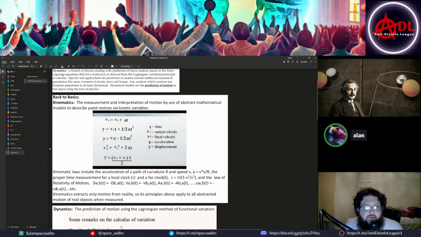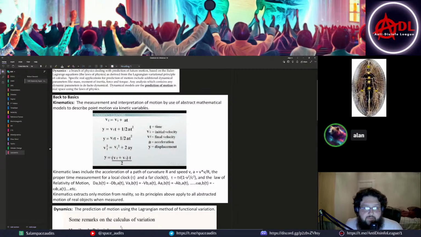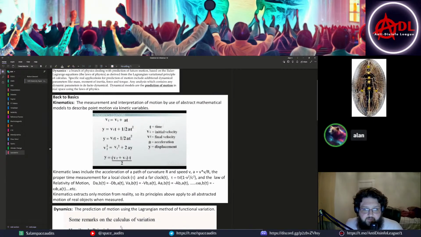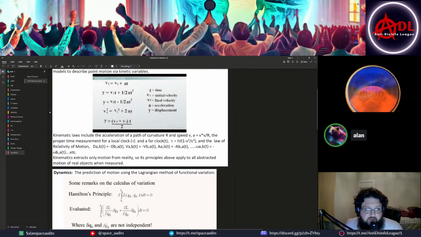So kinematics: the measurement and interpretation of motion by abstract mathematical models used to describe a point's motion by kinematic variables. So there were the variables again: time, initial velocity, final velocity, acceleration, displacement. Kinematic laws include acceleration, path of curve r, speed, all this kind of stuff, different types of relative motion.